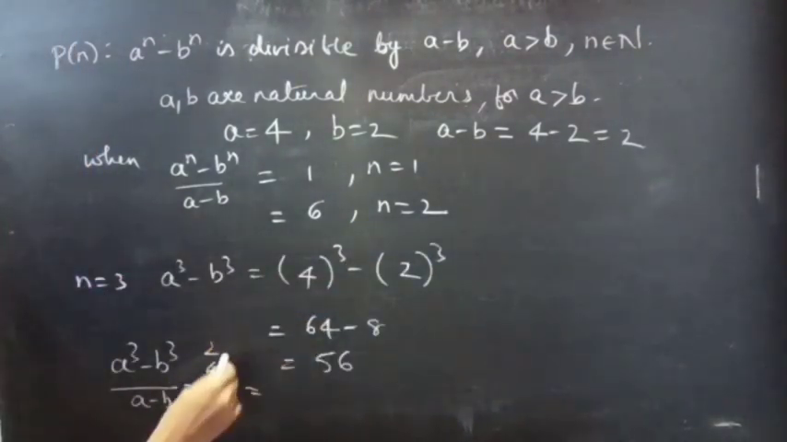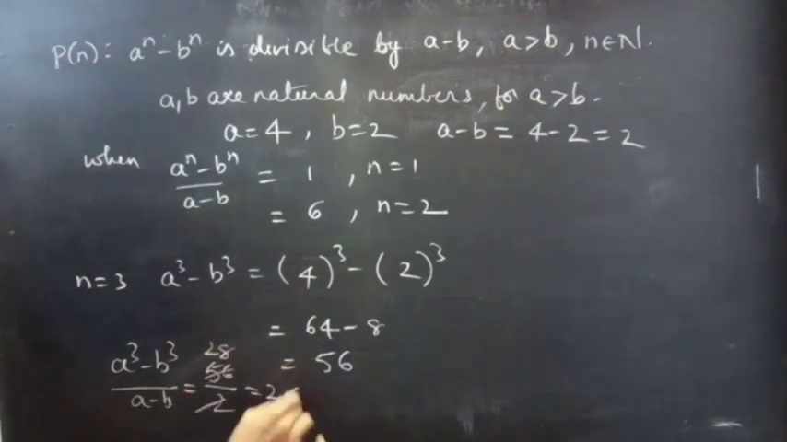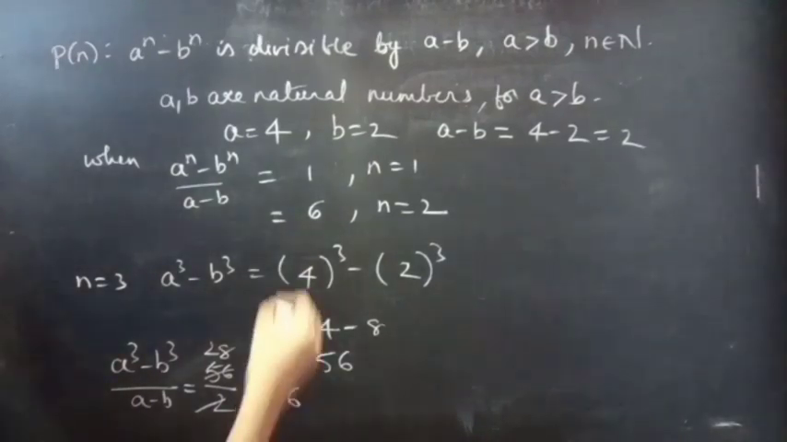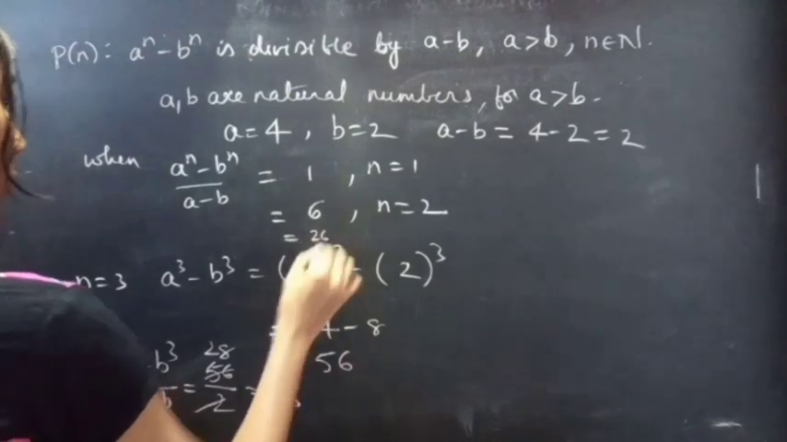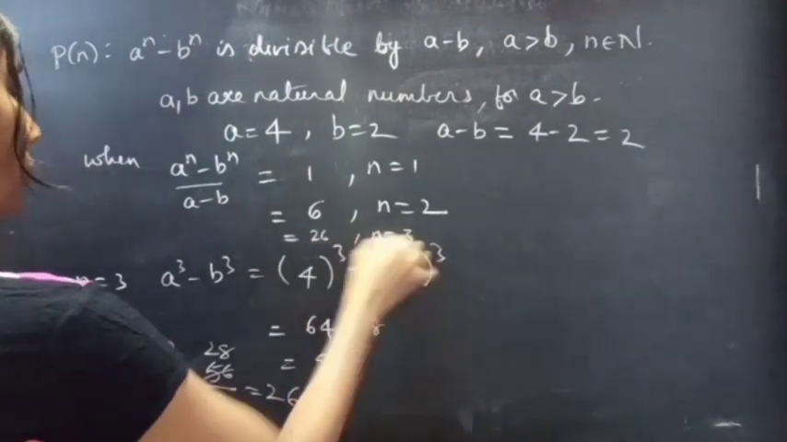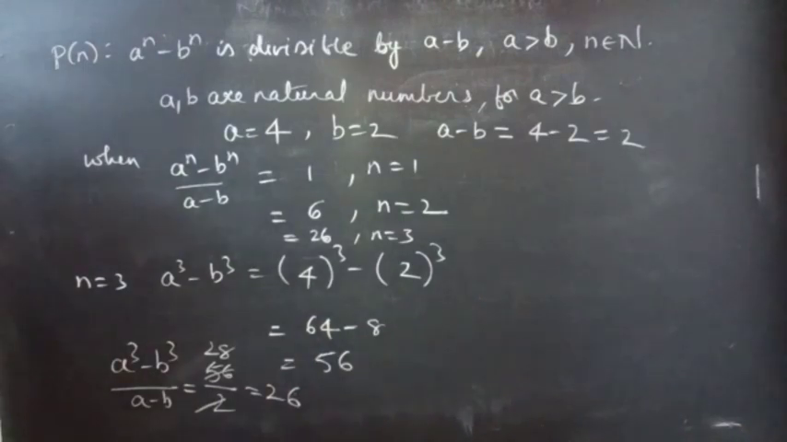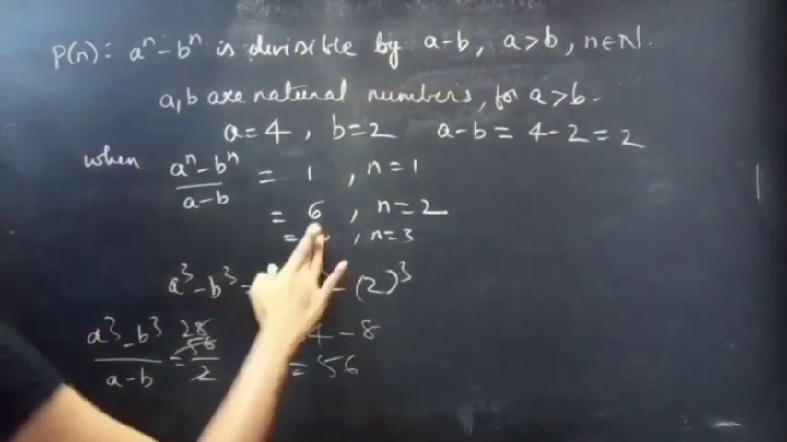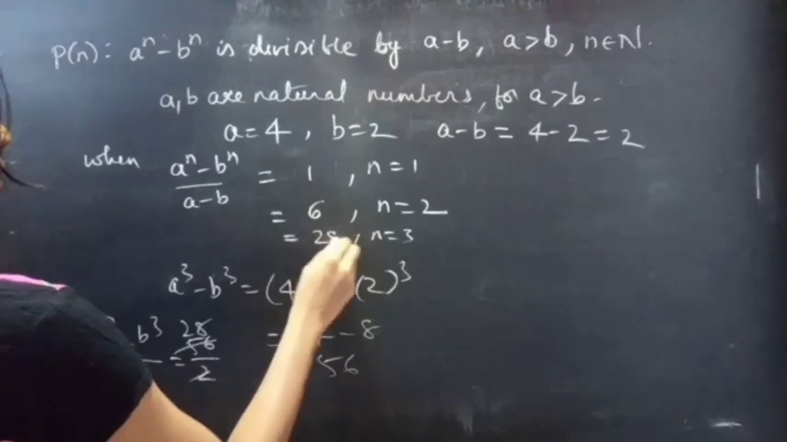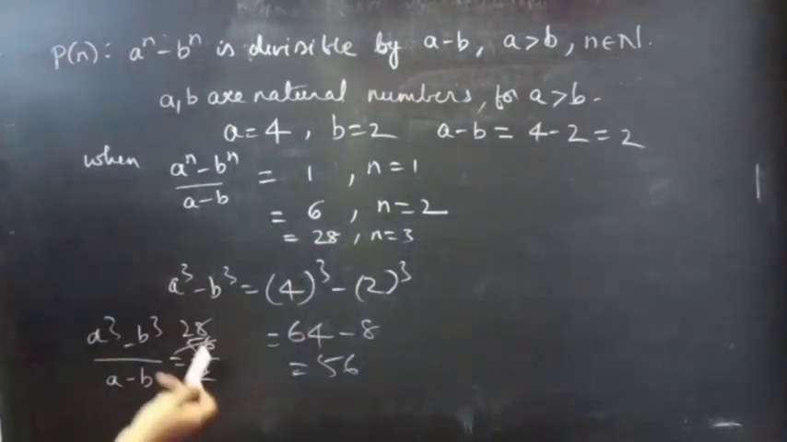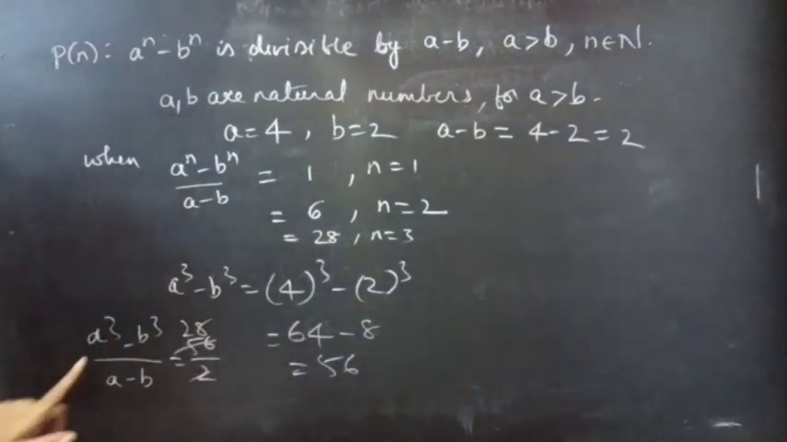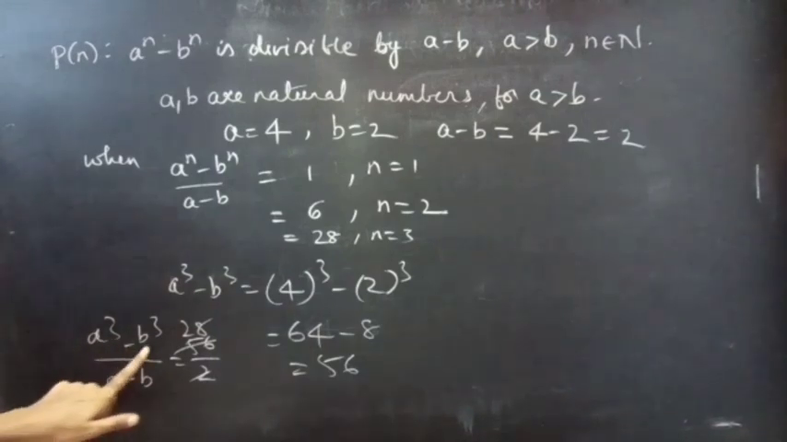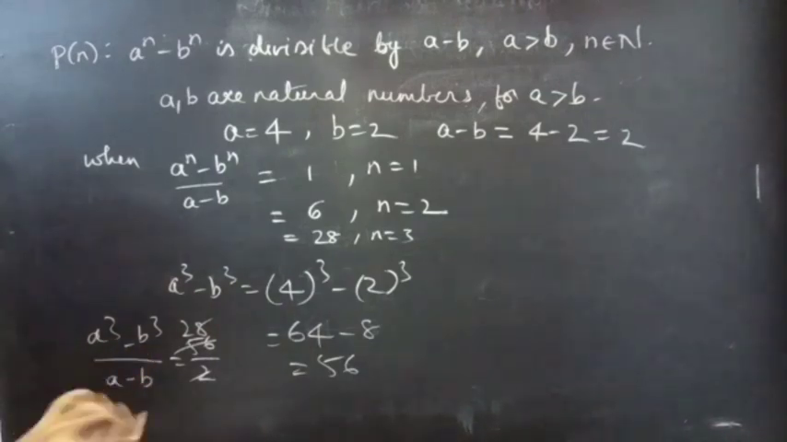2 2s are 4, 2 8s are 16. Right? Which is divisible by a minus b. 28, right? 2 28s are 56. So here a cube minus b cube is divisible by a minus b with quotient 28.